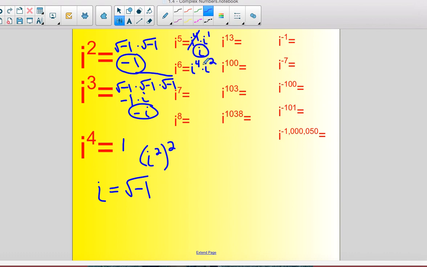And again, why do I do that? Well, because I know that i to the fourth is equal to 1. So I can essentially cross it off. And I know that my answer is going to be the same thing as what i squared is equal to, which was -1. So that's the answer, right?